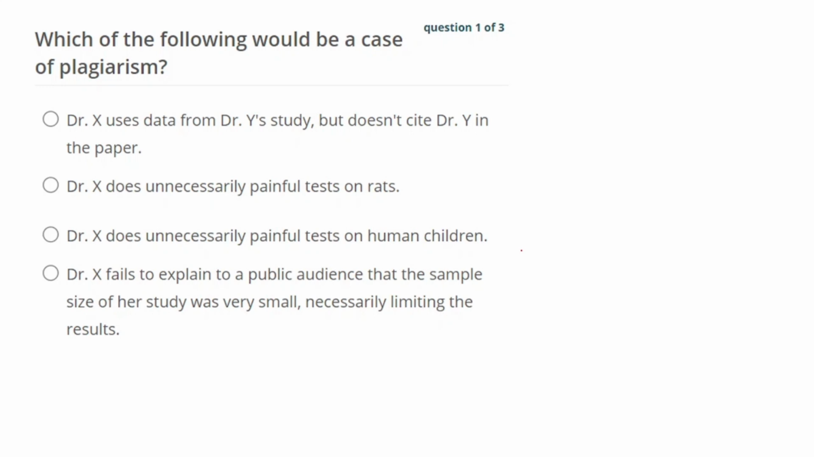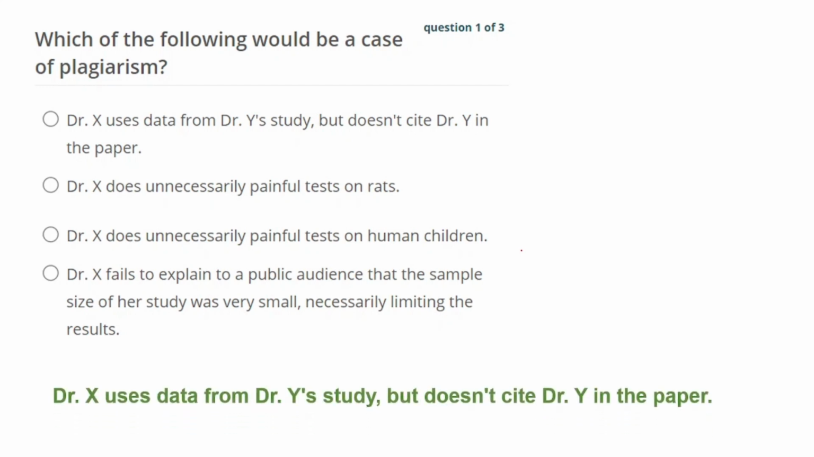For this question, plagiarism is definitely Dr. Y. So Dr. Y's study, if you're taking data from Dr. Y's study, you need to give citation to Dr. Y and his paper or her paper, whatever. So yeah, that's the case of plagiarism, definitely. Yeah, so that's the first answer.